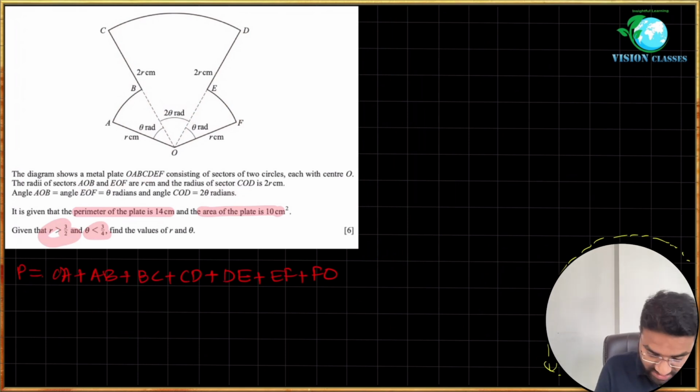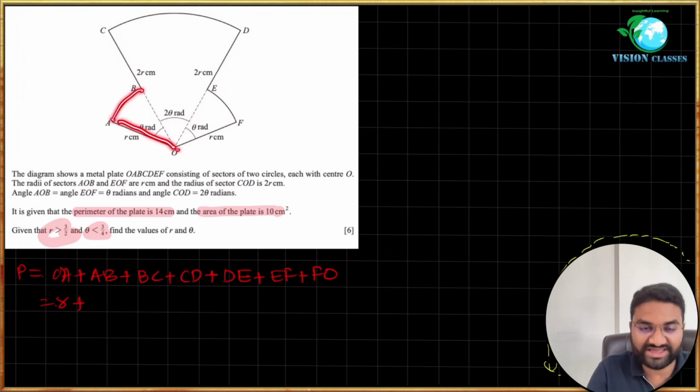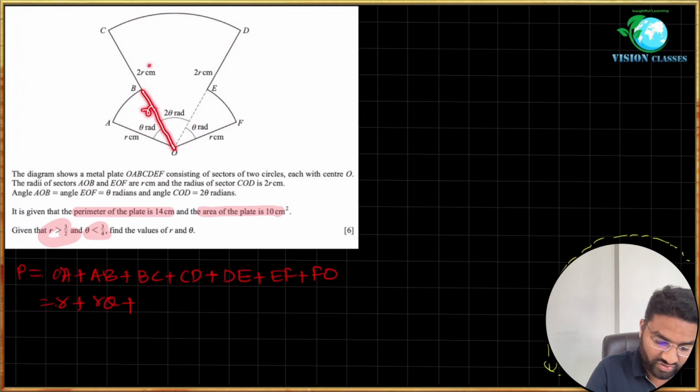Now here, what's OA? OA is r, plus AB. Now AB is the arc length. Arc length has the formula rθ, so this is r times θ. Now BC. BC is basically, this total length is 2r, right? But BO is r. So 2r minus r is just this much part. BC is r. Even DE is also r.